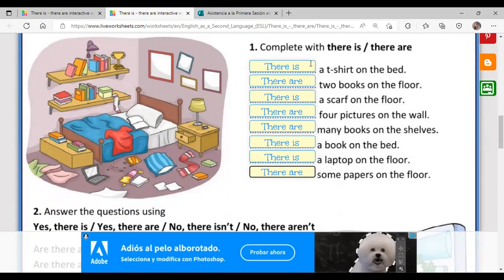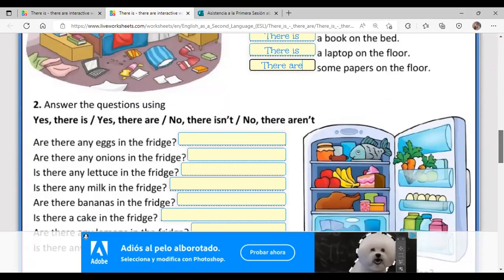Vean que después del there is, aquí normalmente tengo el artículo indefinido a. Pero ¿qué pasa cuando yo utilizo el there are? Bueno, tenemos aquí, después del there are, yo puedo poner un número específico, por ejemplo, 4, 5, 7, 20, etc. En este caso, 4 pictures. También puedo poner many cuando estoy hablando de sustantivos contables en plural y que son muchos, digo, there are many books. Y cuando son algunos o algunas, también puedo utilizar el some papers para sustantivos contables en plural.